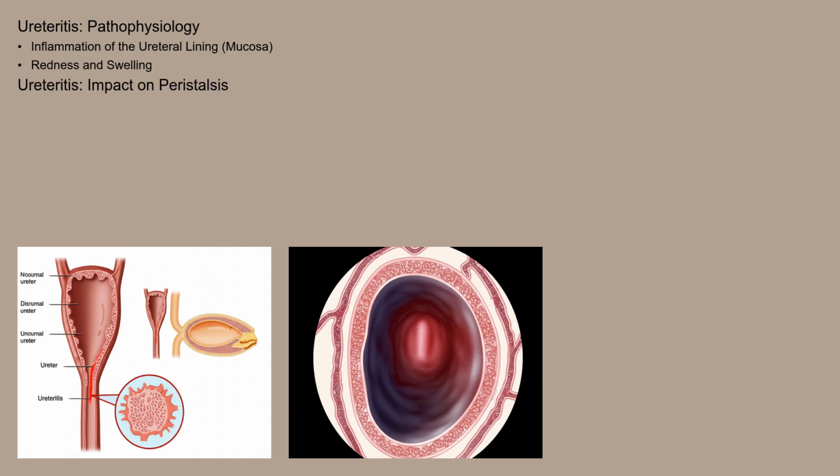Prolonged inflammation can also damage the ureteral walls, leading to scarring and narrowing of the ureter, a condition known as ureteral stricture. This stricture can further impede urine flow, potentially causing kidney damage.